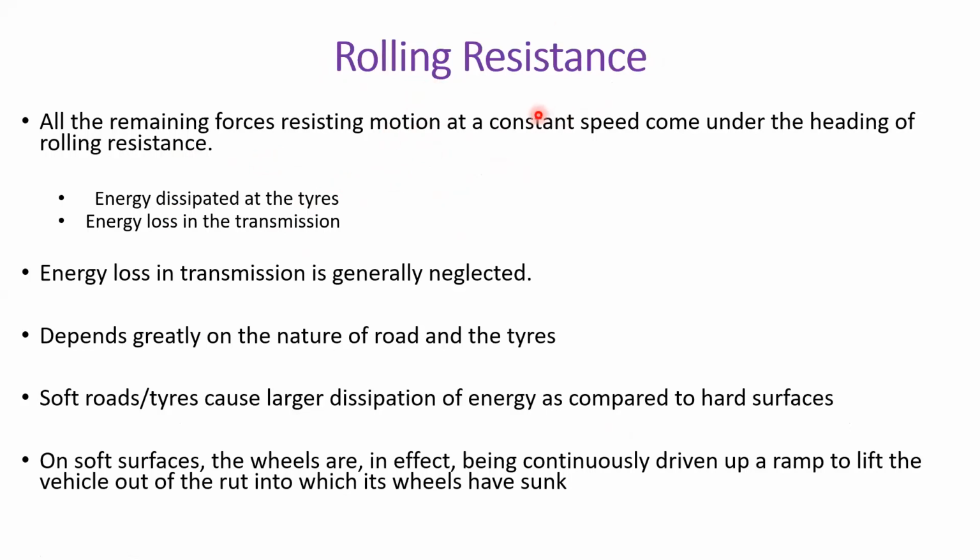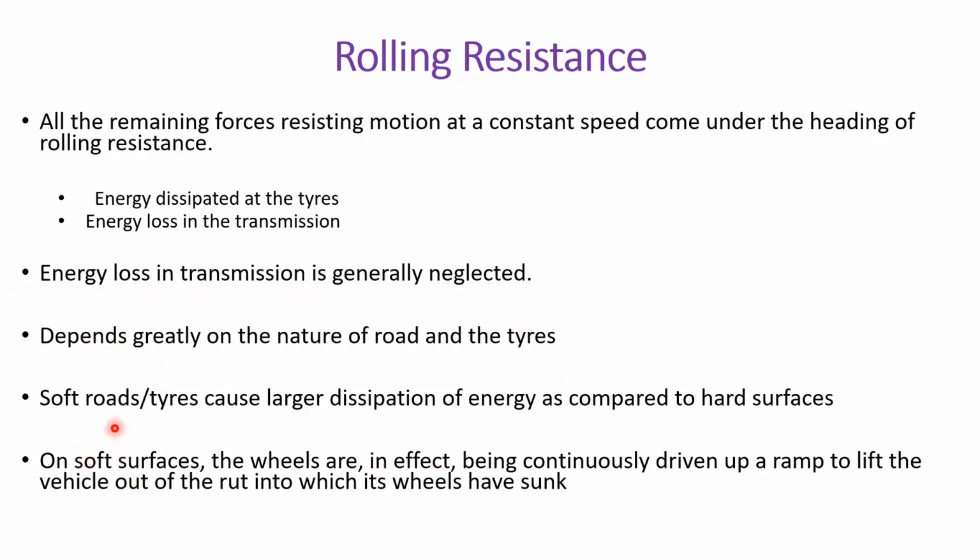When you take the rolling resistance into consideration, you consider the energy which is dissipated at the tires and the energy loss in the transmission. Our focus is also here, where you have different types of losses in the transmission. But when compared to the losses at the tire, the loss in the transmission is less. So between the tires and transmission, our area of concentration will be the road and then the tires.